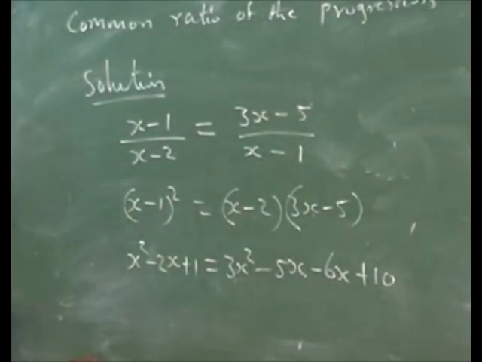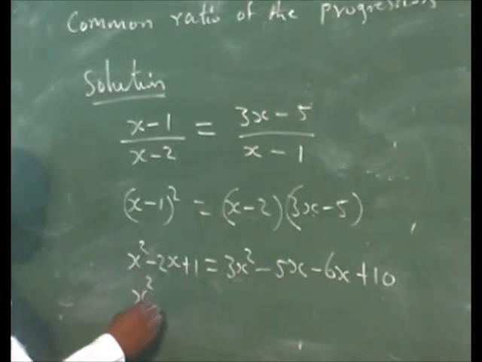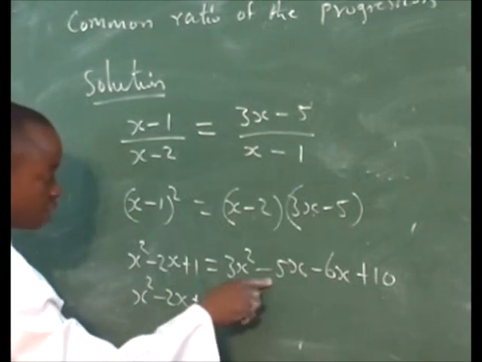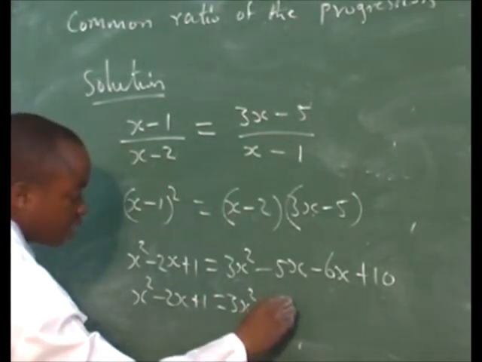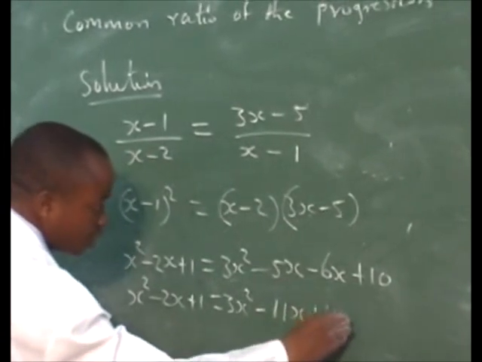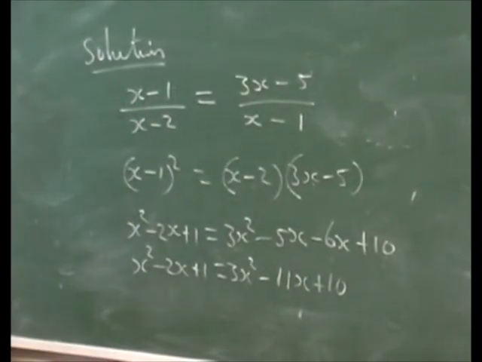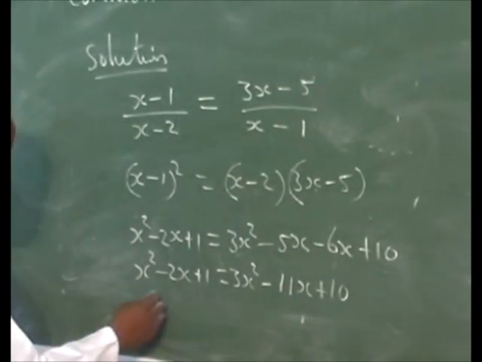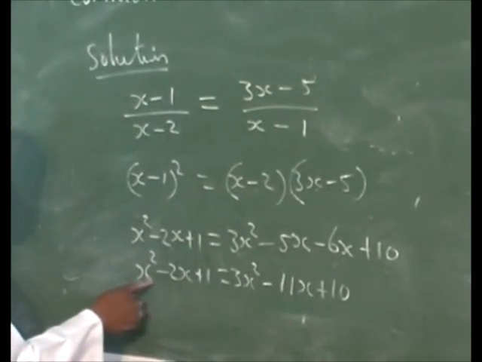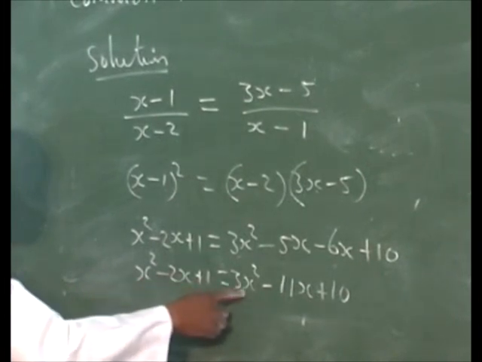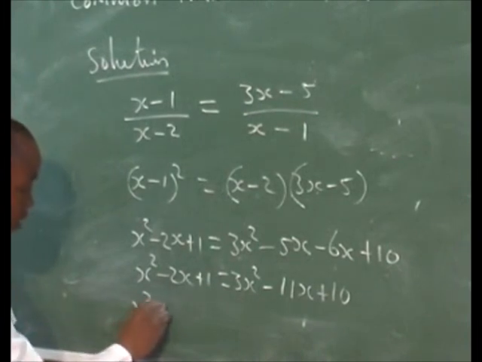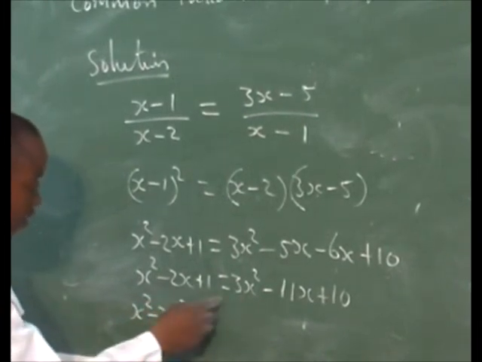So x squared minus 2x plus 1 will be equal to 3x squared minus 11x plus 10. So we can now collect like terms. Collecting like terms here, this is x squared and this is also x squared. So if I collect like terms here, I will have x squared minus 3x squared.